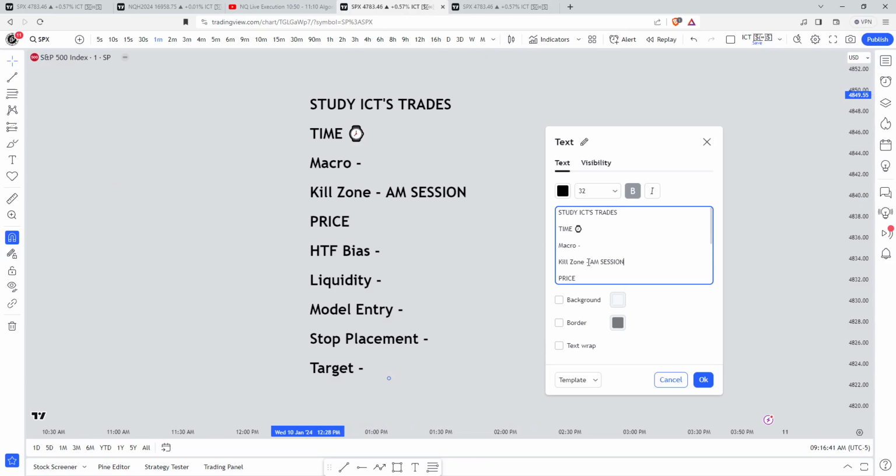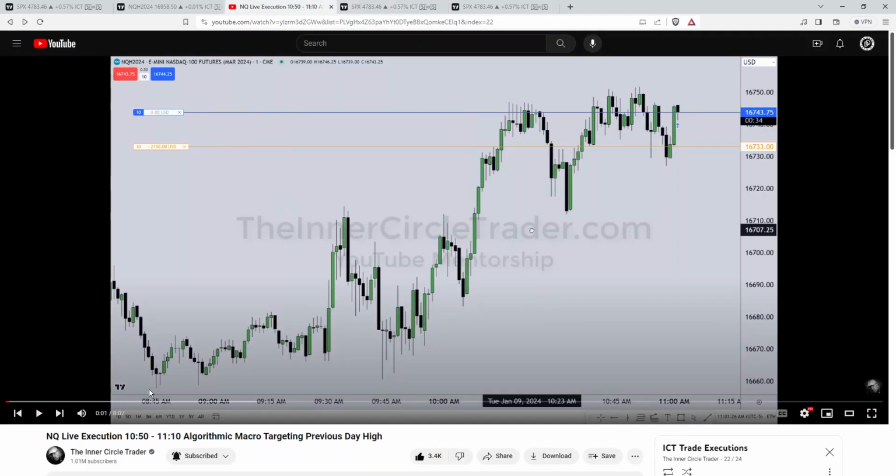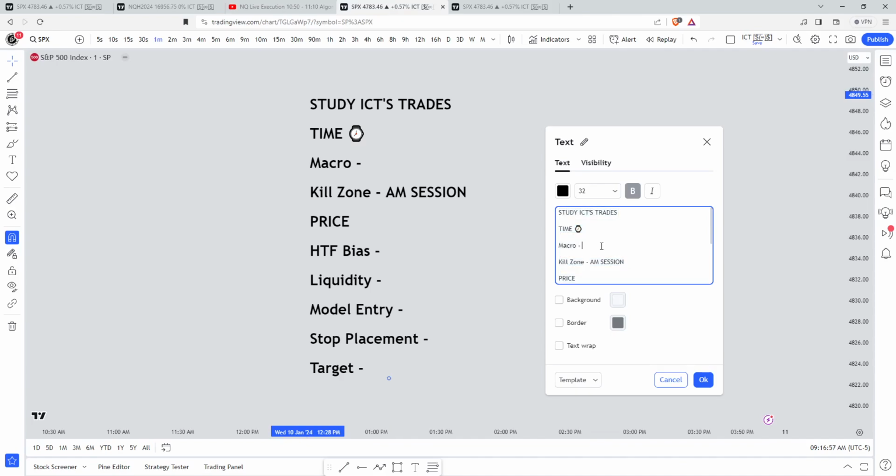So we have the AM session as the kill zone. This is between 8:30 to 11 a.m. What macro is he trading? Well, he says it right here. He's trading the 1050 to 1110 macro algorithm. So if you look on the chart, that's where that is. So the macro is 1050 to 1110.